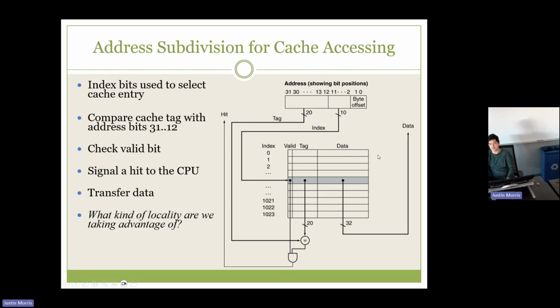So if we had a 2-word block, right, then this data would be 64 bits, right? And we would have 1 less index if our cache was the same size. And we would only have 512 entries. And then they would both map to the same index. And we would have 1 more bit of offset. Right? So we take advantage of temporal locality with this cache, but no spatial locality.